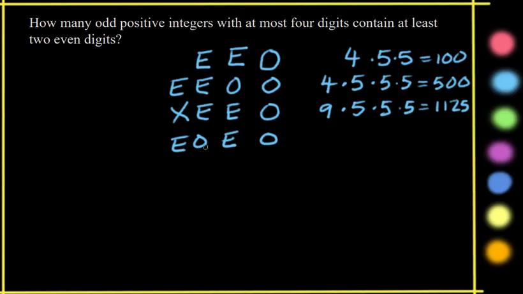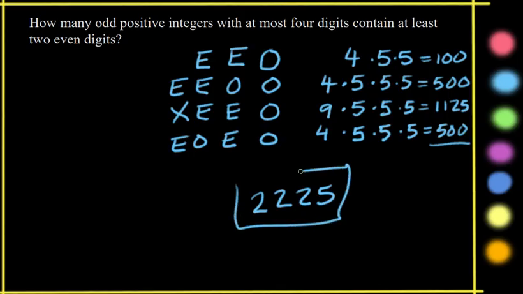And then here we have even, odd, even, odd. So the first even, again, cannot be 0. So we've only got 4 possibilities there. And then we've got 5 possibilities for the second digit, another 5 possibilities, and another 5 possibilities. So I guess that's going to be another 500, right? Okay, so all together we just add these all up. So we've got 1,000, another 1125 is going to be 2125, and then this one is 2225. So that's our final answer for this one.